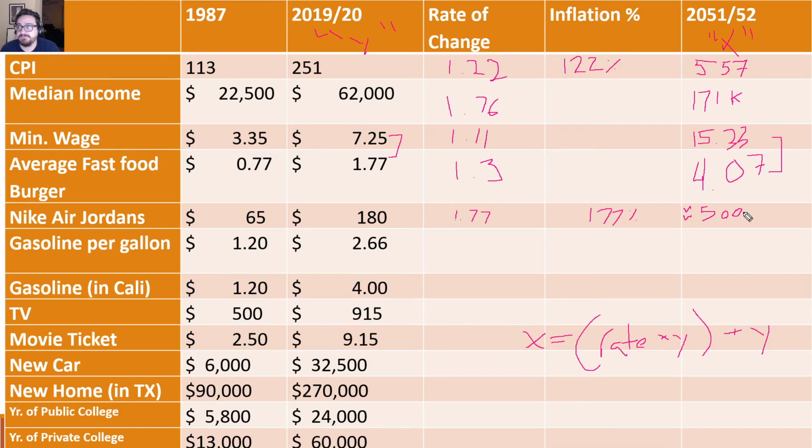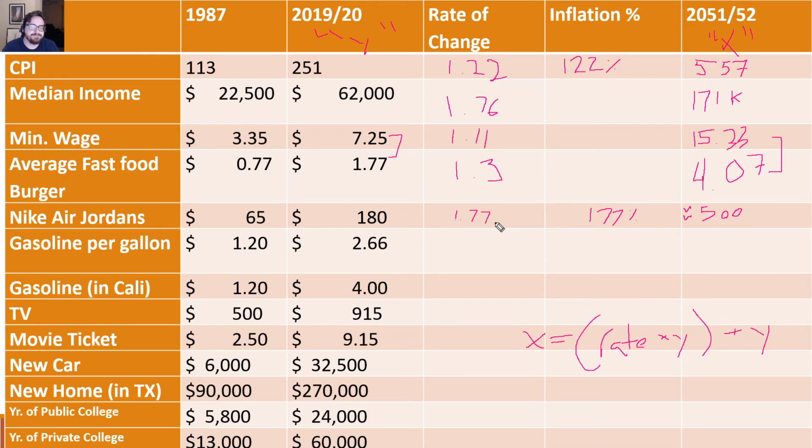Now, you might be making $171K a year on average. $500 is going to feel about as expensive as $180 feels if you're making this much now. So they feel roughly the same. They inflated about the same rate.